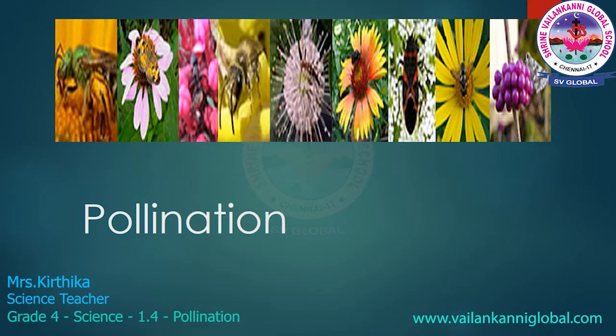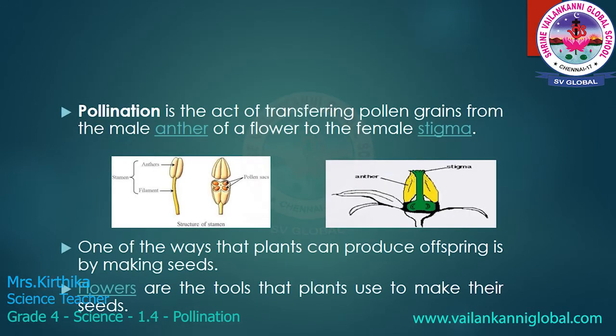Let's study about pollination in this video. Pollination is the act of transferring pollen grains from the male anther of the flower to the female stigma. The goal of every living organism, including plants, is to create offspring for the next generation.